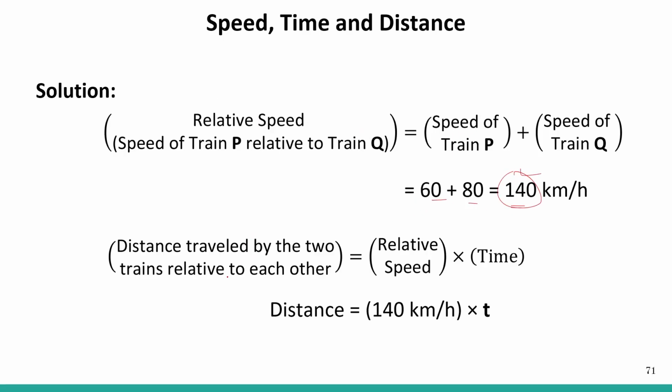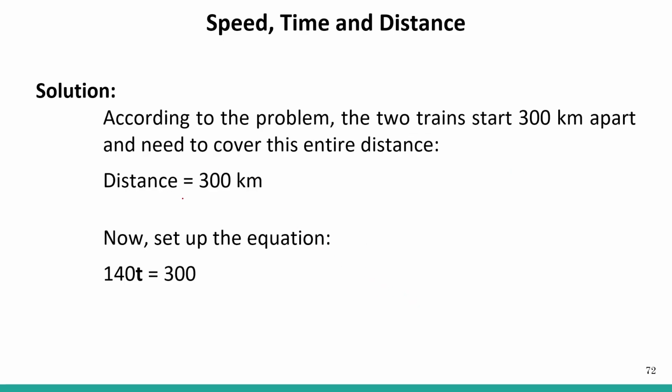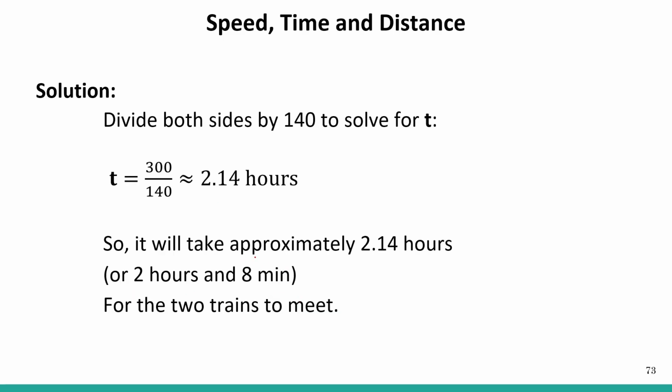So distance traveled by the two trains relative to each other is equal to relative speed into time, that is equal to 140 km per hour into t. Okay, so distance is 300, so 300 is equal to 140 t. So t is equal to 300 by 140. So it will be 30 by 14. So it will be 2 point something, that is 2.14 hours or 2 hour 8 minutes for the two trains to meet.